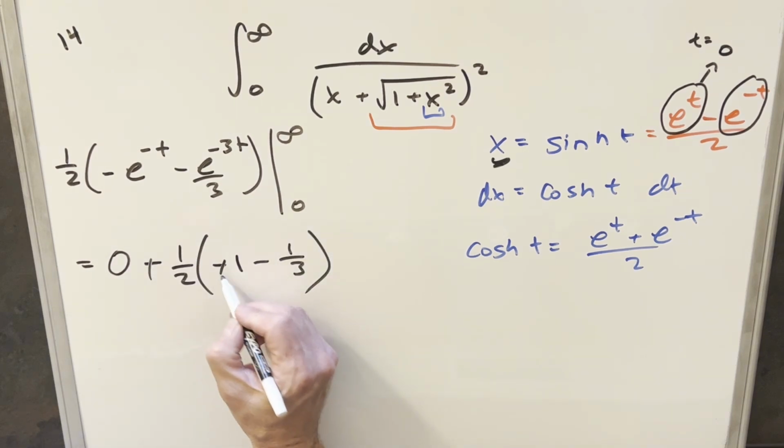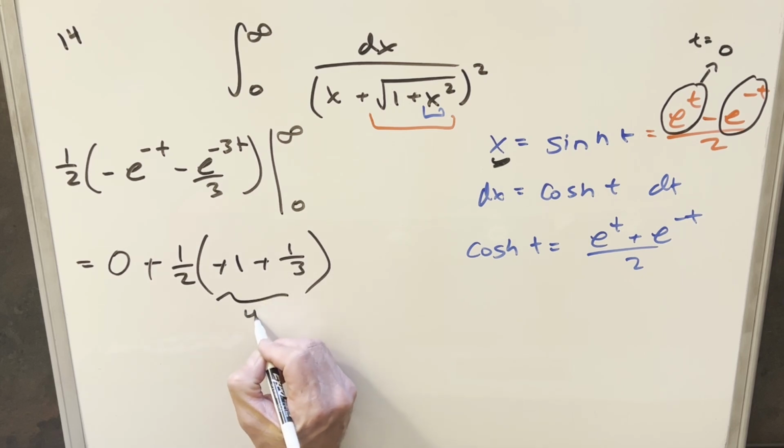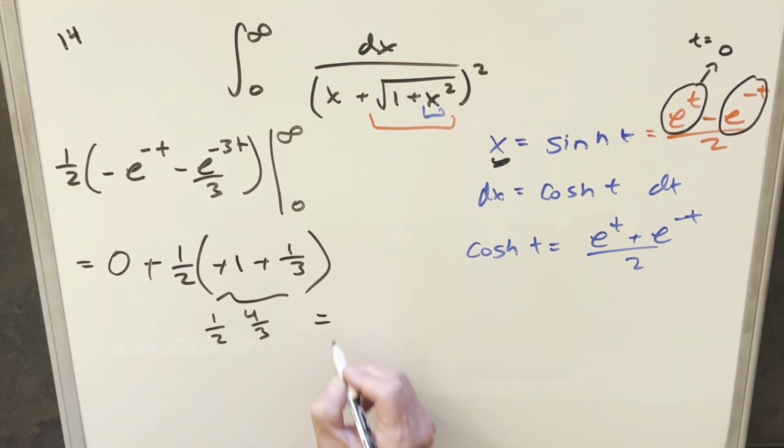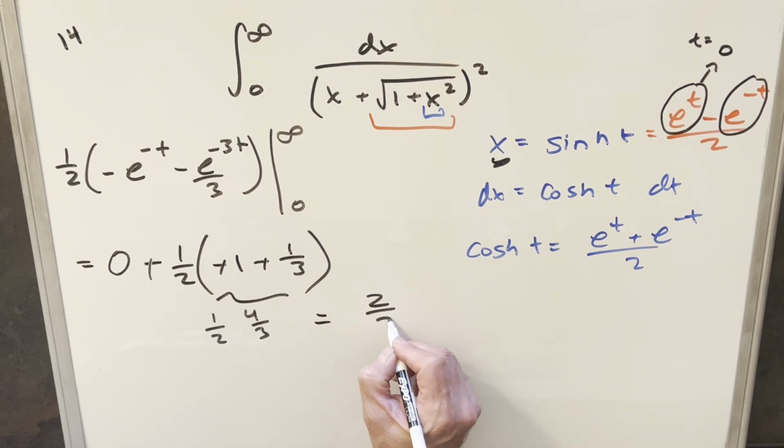Distributing in the minus sign, everything becomes a plus. This becomes 4/3. So just multiplying 1/2 times 4/3, for my final solution of this, we just get 2 over 3.